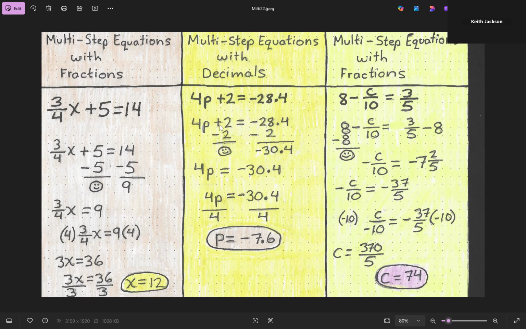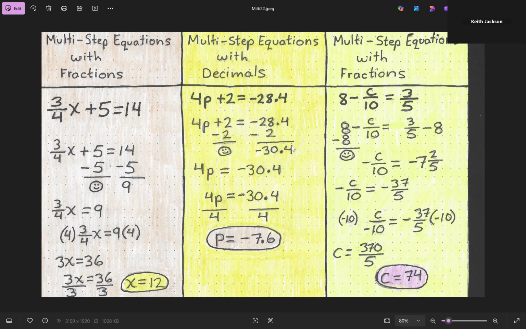And when we do that, these 2's cancel out here, leaving again that happy face 0, while a negative 28.4 plus a negative 2 will give us a negative 30.4. And now we have 4p is equal to a negative 30.4. And all we have to do to get p all by itself is to divide both sides by 4. And when we do that, p will be equal to a negative 7.6. Because the 4's cancel out here, leaving just p. And a negative 30.4 divided by 4 will give us a negative 7.6.